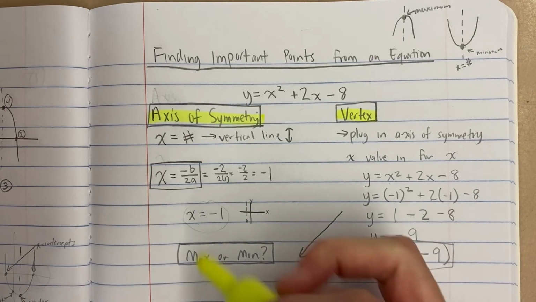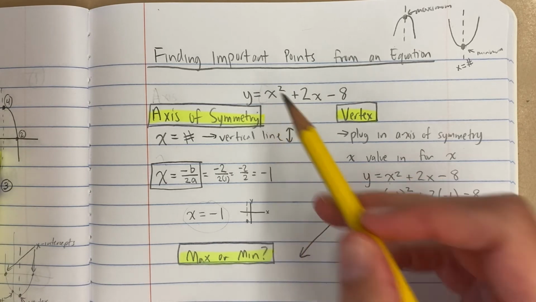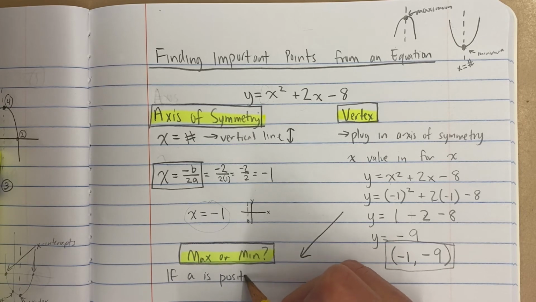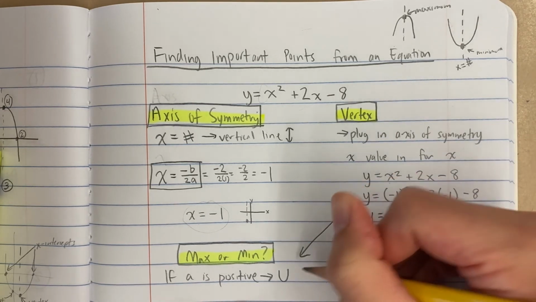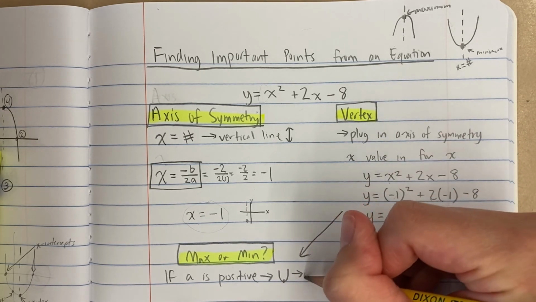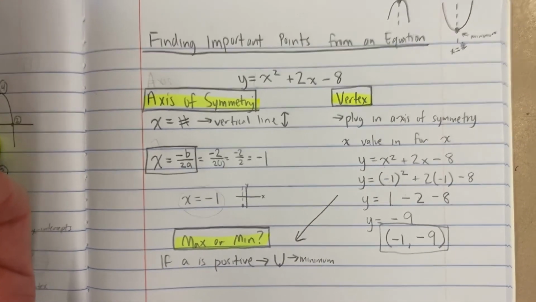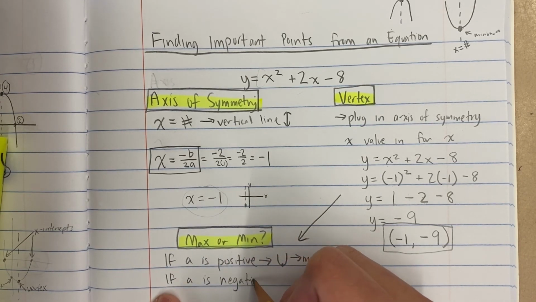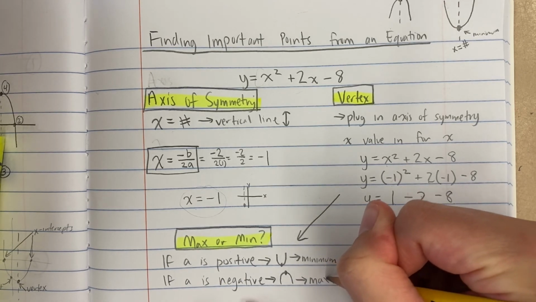In an equation, look at the a value, remember it's this value right here. If a is positive, that means the parabola will be turned this way, like a U, and therefore the vertex will be a minimum because it'll be on the bottom of the graph. On the other hand, if a is negative, that results in a parabola that's flipped this way, and then the vertex will be at the top of the graph, and it'll be a maximum.